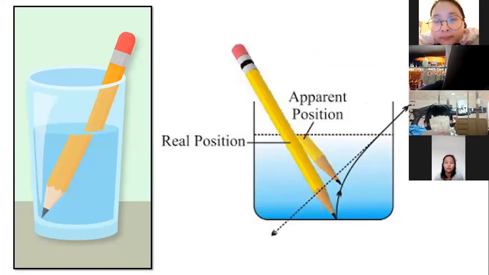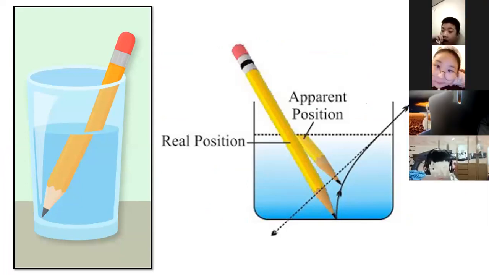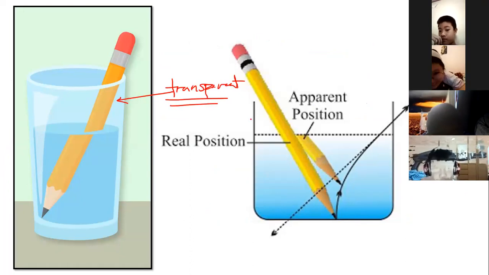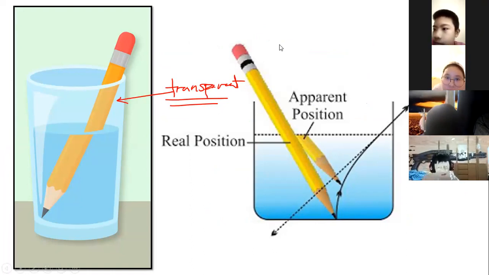I will explain this one. Now, if we were at school, I would show you this one. You can try this. You can get a transparent glass, you put water, and put your pencil in. What will happen to the pencil? Who can do this one? Who can do it right now?